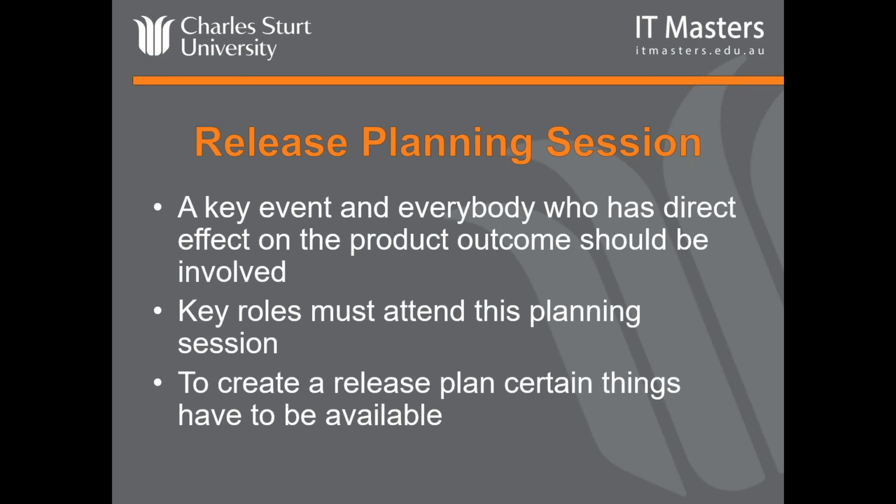So the release planning meeting is obviously a key event, and everyone who has a direct effect on the product outcome should be involved. So that could include the product owner, the Scrum Master, the Scrum team, the business analyst, the customer, the end users. And obviously in order to create it, there has to be a number of things available. A prioritised and estimated product backlog, the estimated velocity of the Scrum team, and conditions of satisfaction. What we mean by that is what are the goals for the schedule, the scope and the resources.